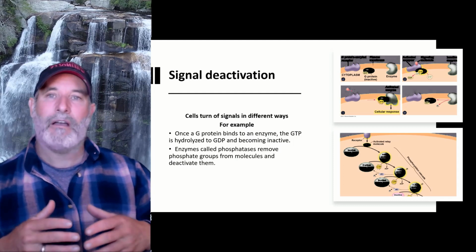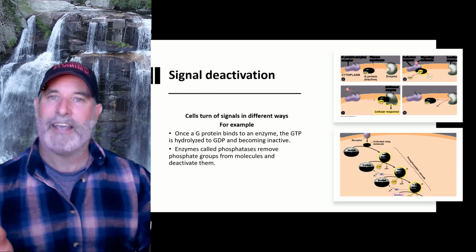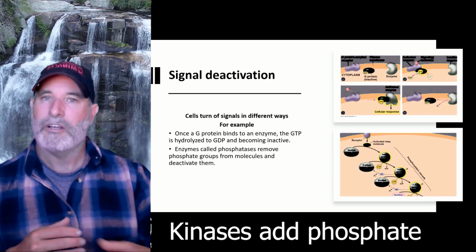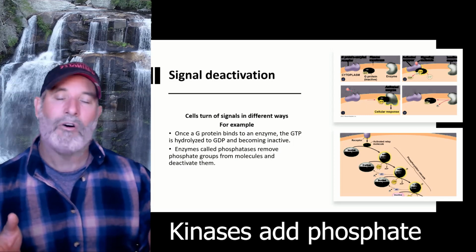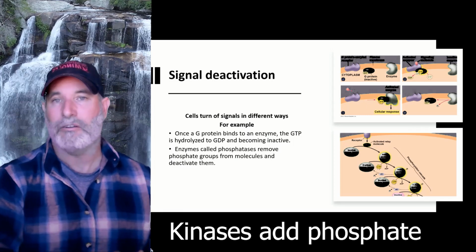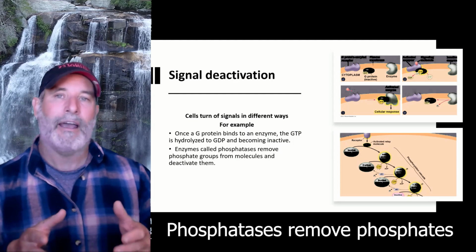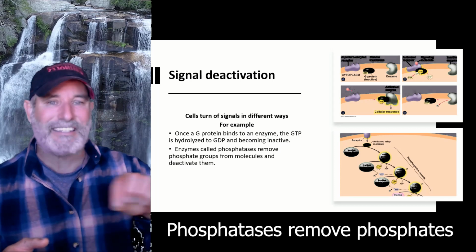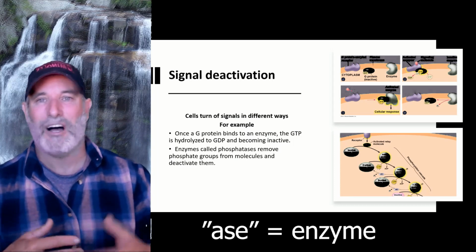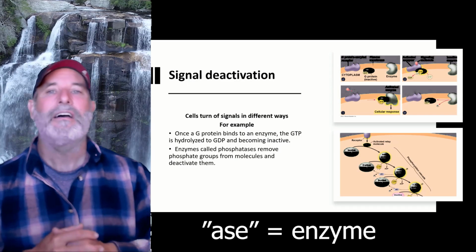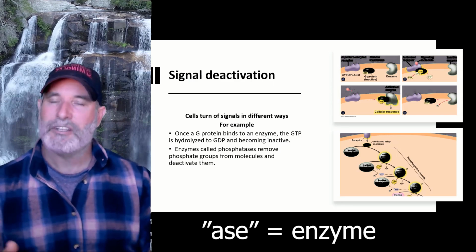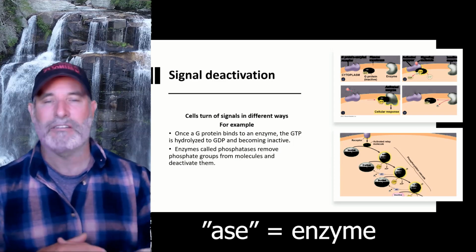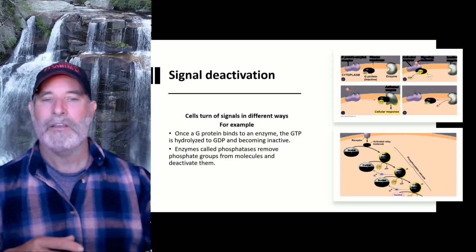Okay, and then earlier I talked about the phosphorylation cascade and how you have these kinases that are adding on phosphate groups to molecules to activate them. Well, one way that you can deactivate a molecule is by removing the phosphate group. And there's a whole class of enzymes called phosphatases. There's that ASE again, right? You're starting to see the kinase, phosphatase, ATP synthase. ASE means it's an enzyme. Phosphatase removes phosphate groups from activated molecules and in turn deactivates them or turns them off.